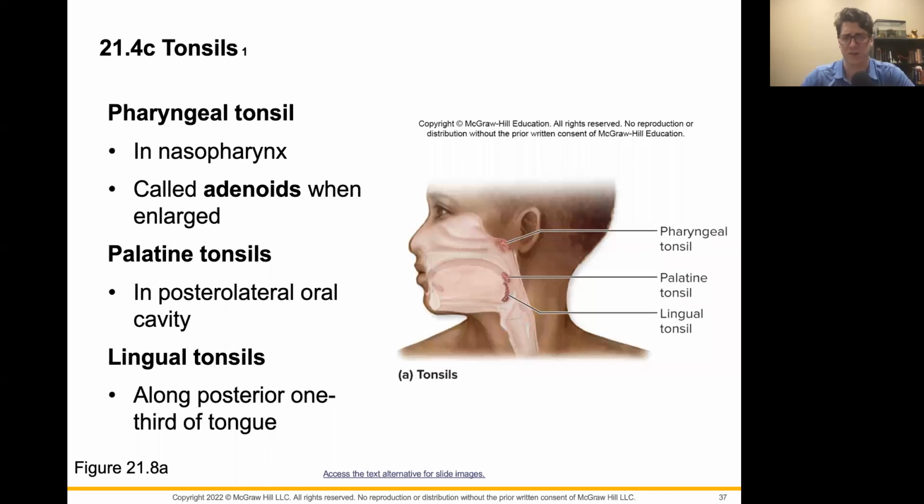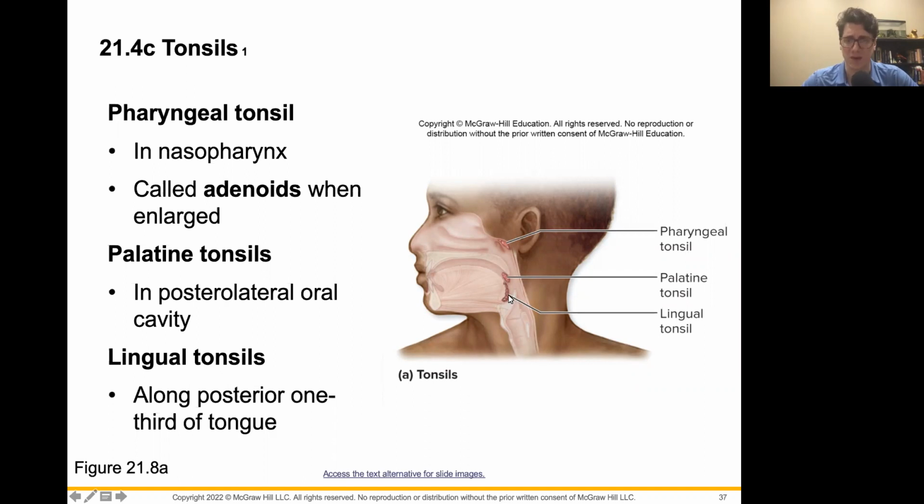So we're going to call these based off of where we find them. We find the pharyngeal tonsils in the nasopharynx. We find the palatine tonsils at the back of the palate. And then finally, we find the lingual tonsils that are along the posterior 1/3 of the tongue. So the last little bit of the tongue. These are the ones that you can see if you're looking down someone's throat. You can also see the palatine tonsils when you're looking in the back of someone's throat.